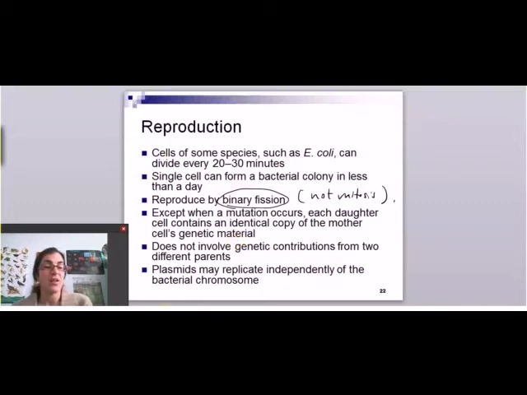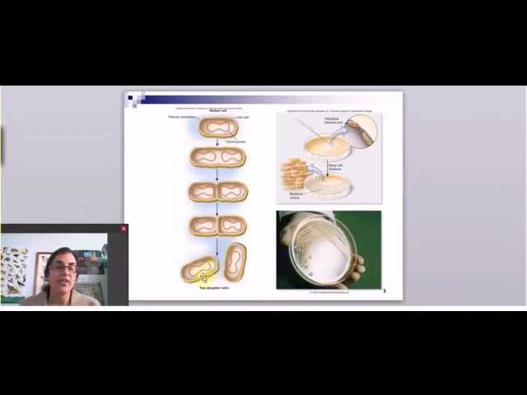Because it's just making exact copies, unless a mutation occurs, the mother cell is exactly identical to her daughters. So mother to daughter cells, no changes unless a mutation occurs. So this is asexual reproduction, it's not sexual. And then remember that plasmids will be copying separately from the bacterial chromosome and get divided randomly between the 2 daughter cells. So this is binary fission. Good news, you don't have to learn steps of binary fission, but you can see that it copies the DNA and then divides into 2 new daughter cells.